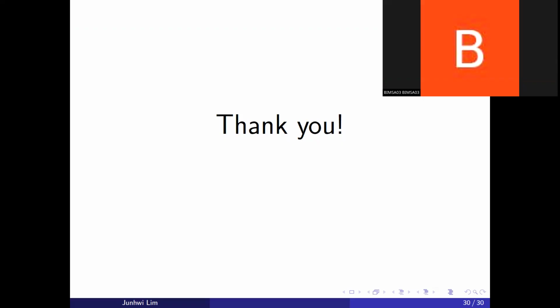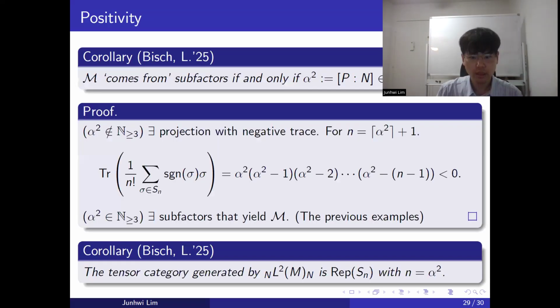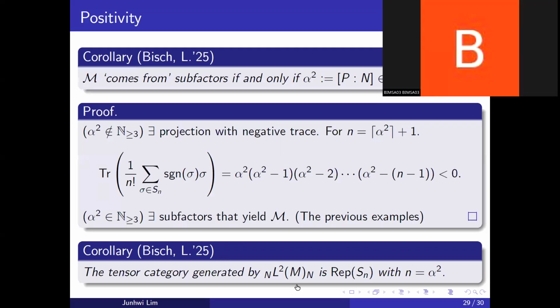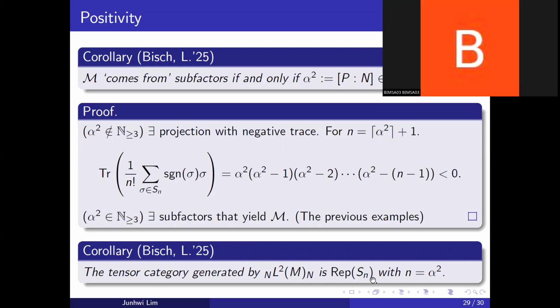Could you characterize the dual tensor category? The dual tensor category? Yeah. So you mean the bimodule category over L2 of M? Mm-hmm. Yeah, that is the representation category of S n minus 2. Okay.